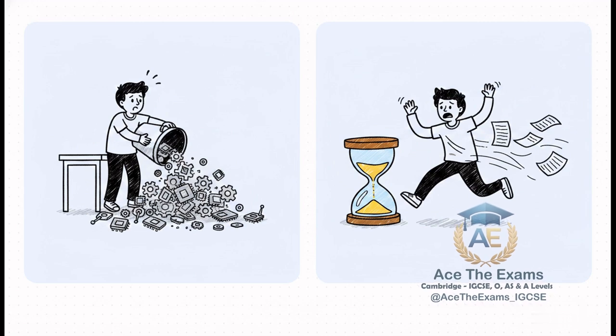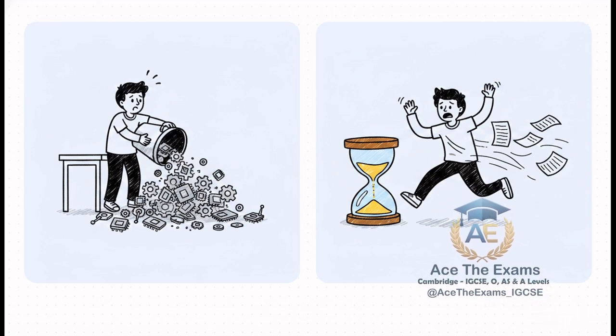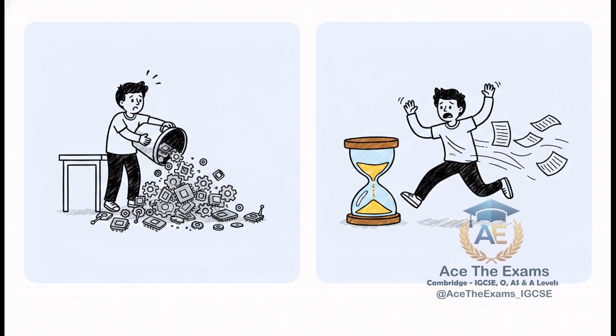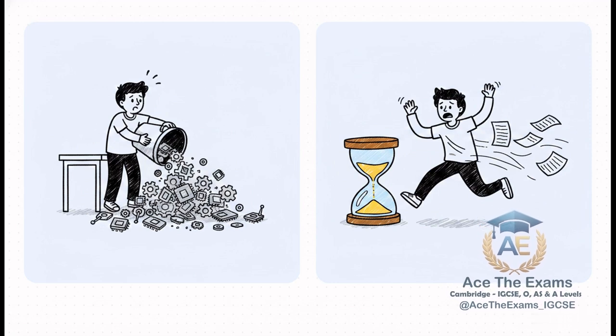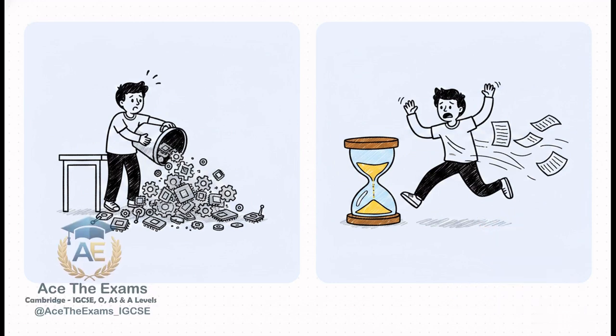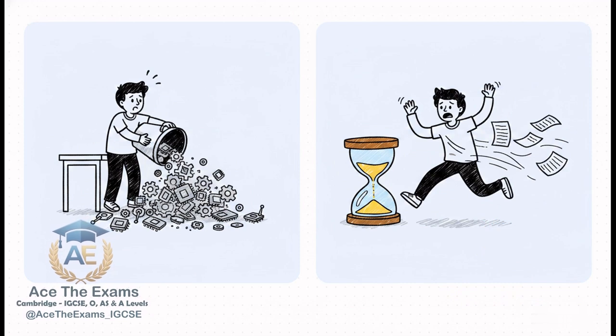How do we fix this? Top students use a secret weapon called the PEAL framework. That stands for point, evidence, explanation, link. They structure every single answer by making a really clear point, backing it up with evidence from the provided system, explaining the underlying technical mechanism, and crucially, linking it right back to the exact scenario in the prompt.